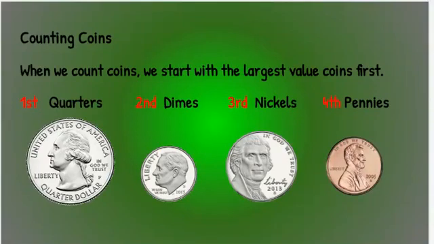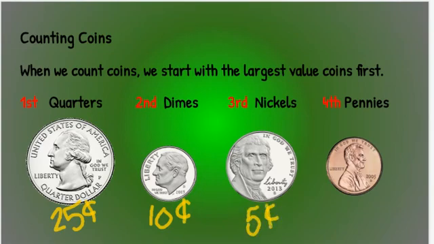Now we're going to start practicing how to count up our coins. So when we count our coins, we start with the coins that have the largest value first, and then we work our way down. The coins that have the largest value are quarters, and they are 25 cents each. Then we move down to our dimes, which are 10 cents each, so we skip count by tens. Then we go to our nickels, which are 5 cents each, so we skip count by fives. And then we go to our pennies, which are 1 cent each.